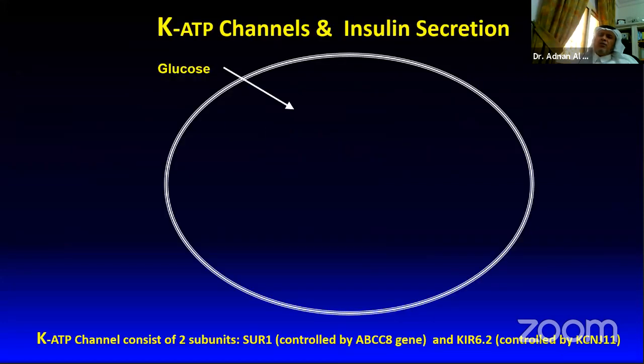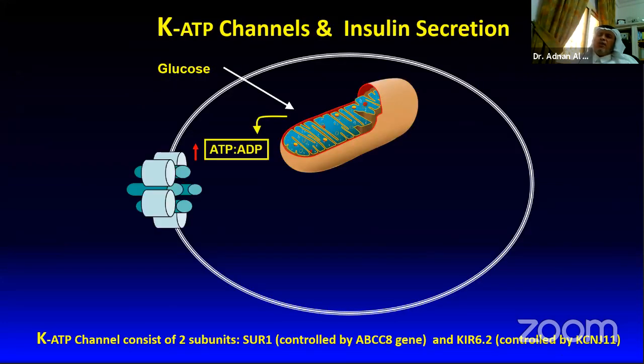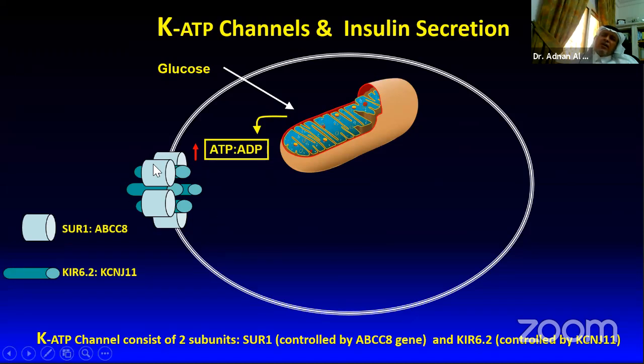So let me talk about the ATP channel mutation, just to remind you where it is. The ATP channel consists of 2 proteins, the sulfonylurea receptor protein, and the potassium channel or Kir6 protein.